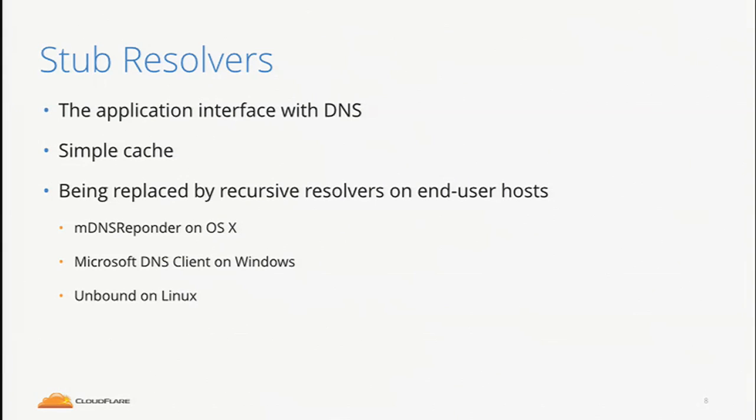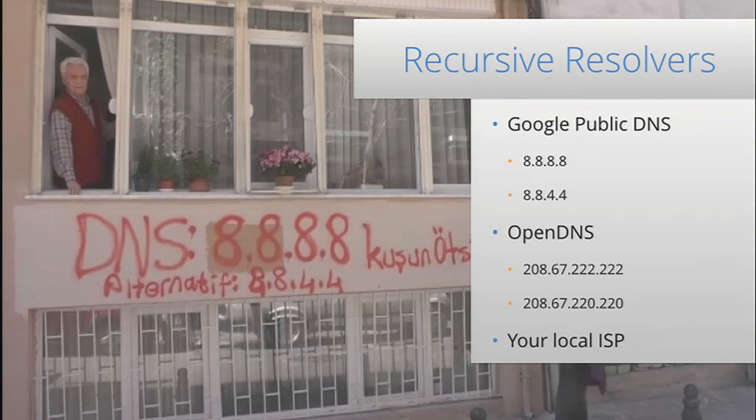Stub resolvers are the interface with DNS for your application. They have a simple cache in them, but this is being replaced by more powerful recursive resolvers on end-user hosts. So what are examples of recursive resolvers? Well, Google's public DNS is one, and OpenDNS. Your local ISP also needs to be able to resolve things.